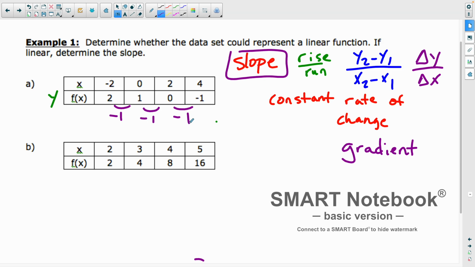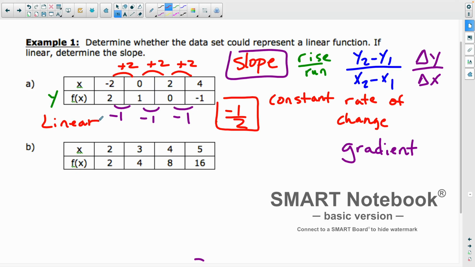All right? What are the x's doing? Plus 2, plus 2, plus 2, plus 2. All right? So is this a constant rate of change? Yes, it is. So it's going down 1 over 2 every time. And so since it's a constant rate of change, that is my slope. And that means that that is a linear function. That is a line that we see there. So if it's got a constant rate of change, we can find the slope and we can say that it's linear.